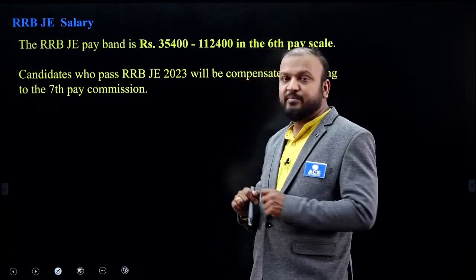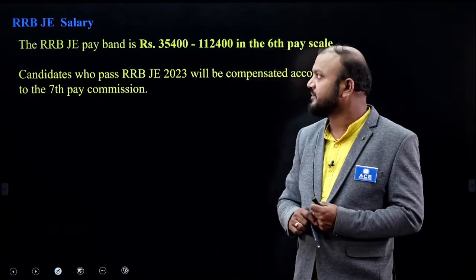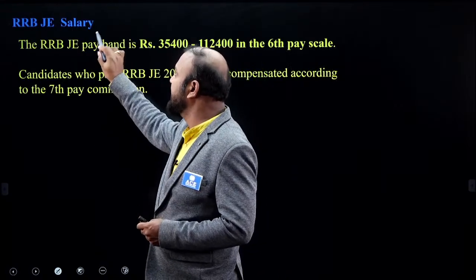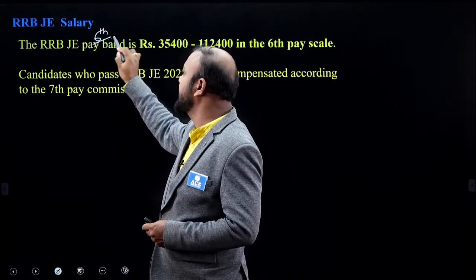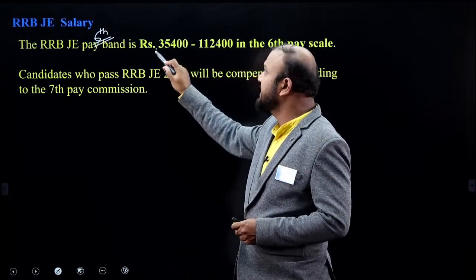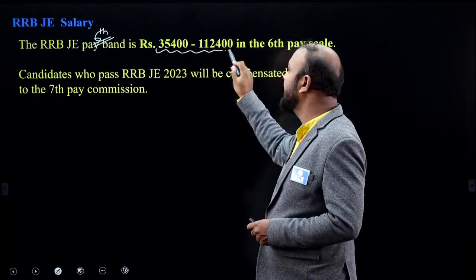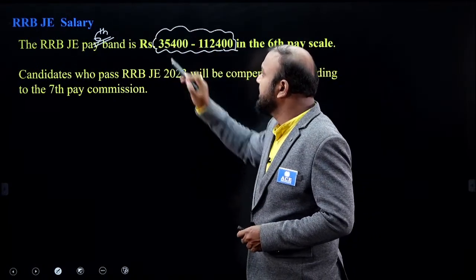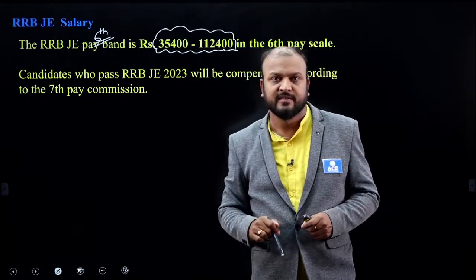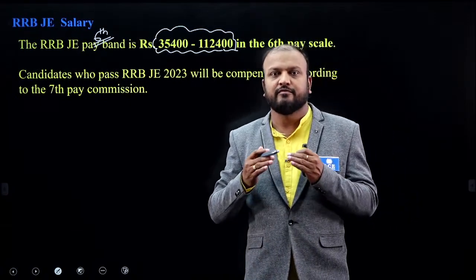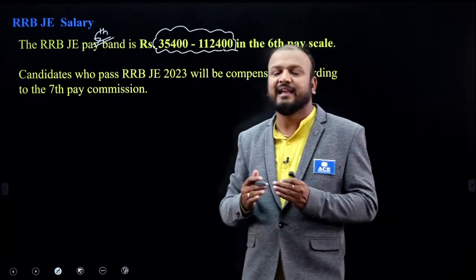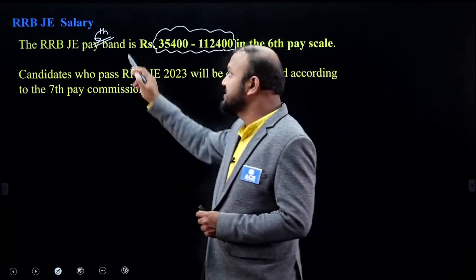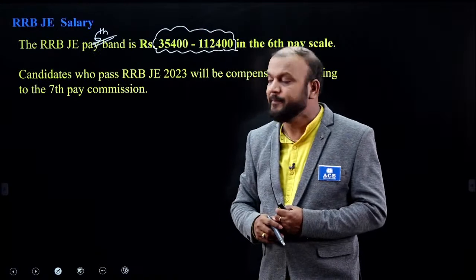And the best part is the salary. RRB JE offers the 6th pay band. Now we have a 6th pay band, which is 35,400 to 1,12,400. Being an engineering graduate, if you get a job at an early stage, this pay band is very good pay, and this is generally called the 6th pay band.